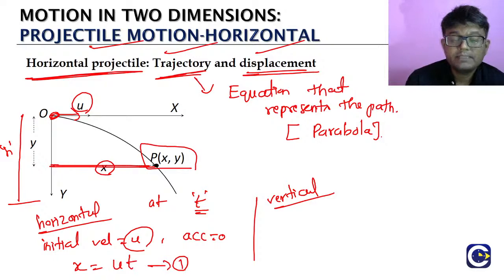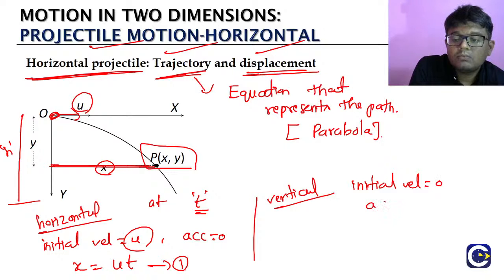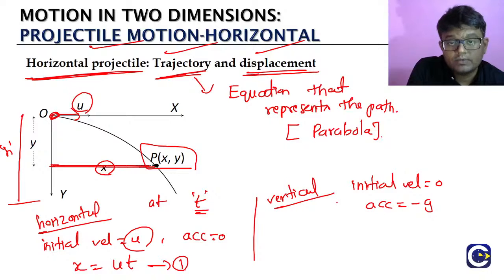Correct. Let us keep it as equation 1. Come to the vertical motion. Initial velocity is what? Initial velocity is 0. What about the acceleration? Minus g. What about the acceleration value? g downward, that is why minus g.